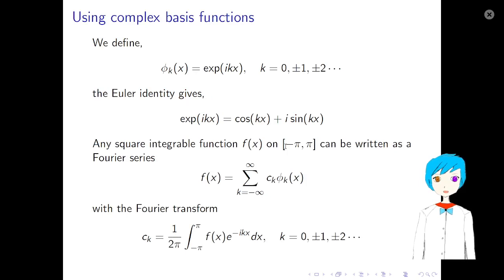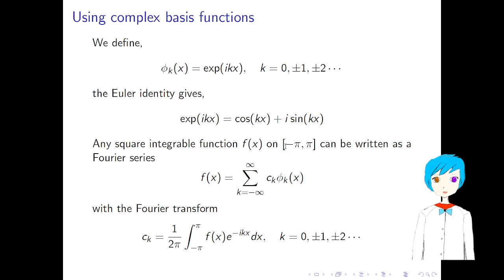We can also use complex basis functions. If we are using the complex basis functions, things can be written in a more unified way. E to the power ikx, by using the Euler identity, is cosine kx plus i sine kx. We can prove that any square integrable function f on the interval minus pi to pi can be written as a Fourier series if f is periodic and the period is 2 pi.